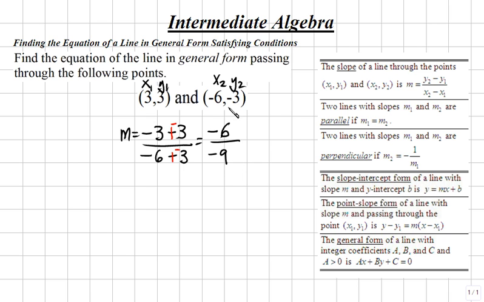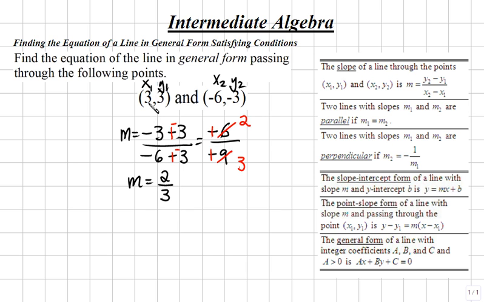Simplifying this fraction, we see that we have a negative divided by another negative, which will cancel the negatives, and for the numbers 6 and 9, 3 divides into both. So 3 cancels into 6 twice, and 3 cancels into 9 3 times. Therefore, the slope of the line passing through these 2 points is 2 over 3.